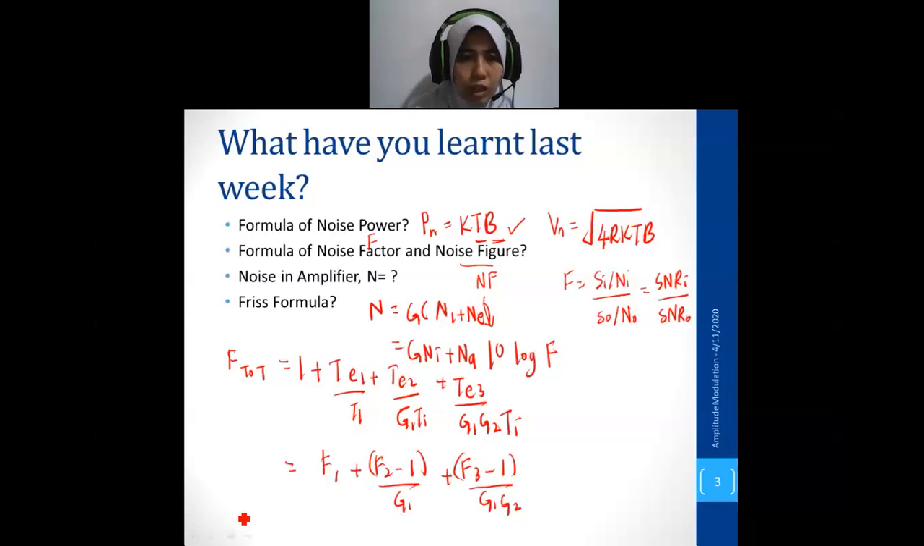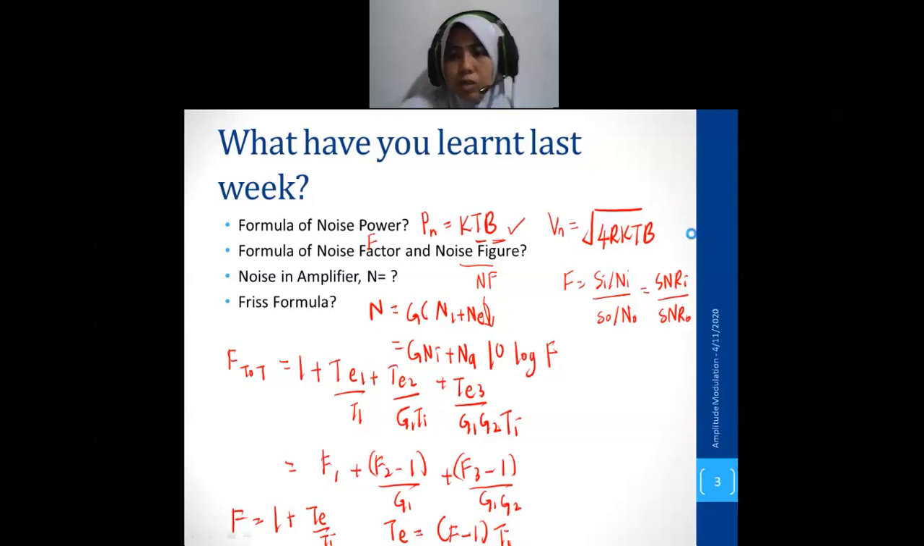And F is also the same as 1 plus T E over T I. And T E from this one, we also have T E equal to F minus 1 multiplied by T I. And we have so many equations from last week.